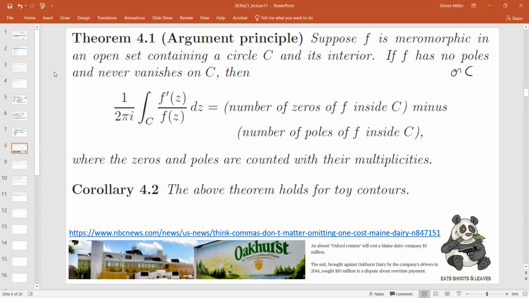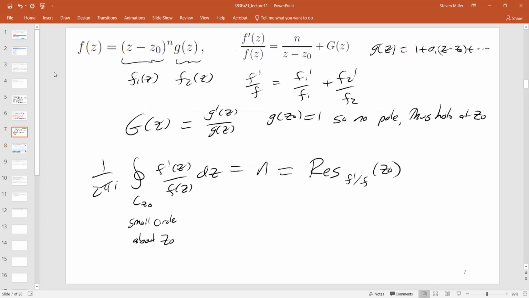And so when I was reading this first, I go, if f has no poles, well, why am I subtracting off the number of poles of f inside C? Well, the reason is because the assumption is that we have no poles on C and we don't vanish on C. And so the proof of the argument principle is essentially just what we did over here.